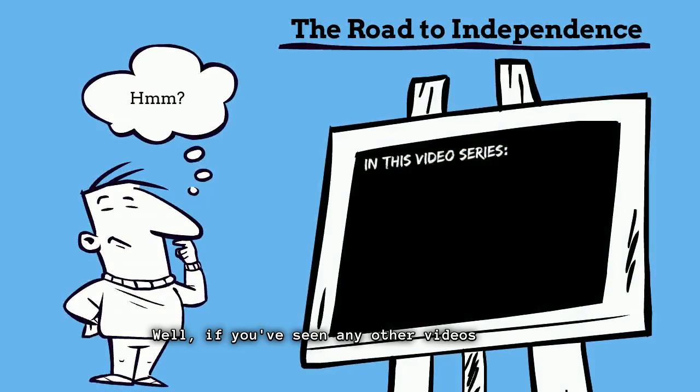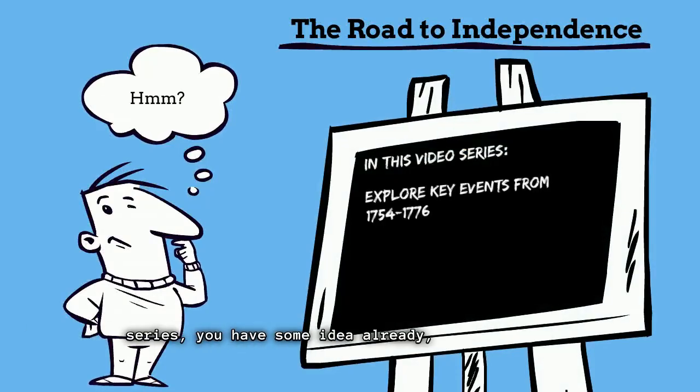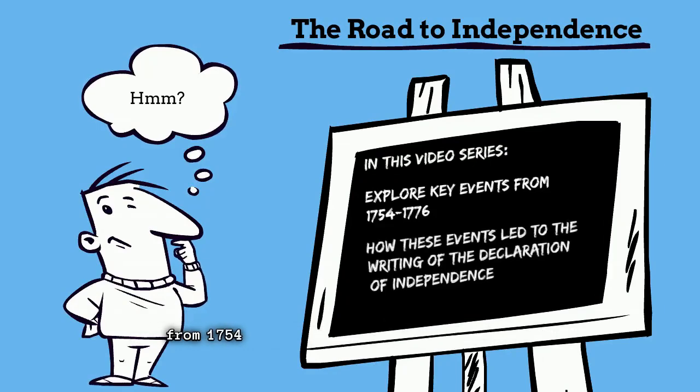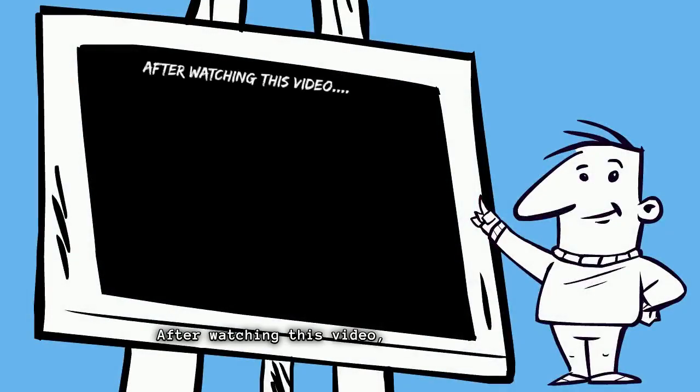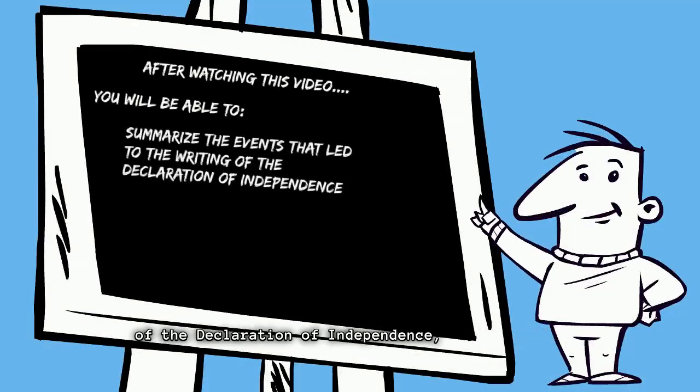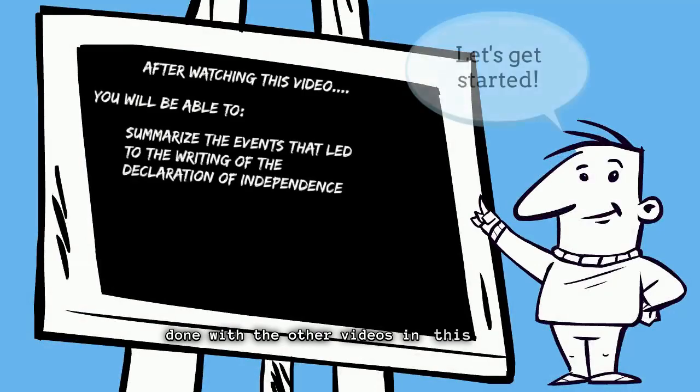Well, if you've seen any other videos in this series, you have some idea already. But we're going to continue to explore key events that took place from 1754 to 1776, and how these events led to the writing of the Declaration of Independence. After watching this video, you'll be able to summarize the events that led to the writing of the Declaration of Independence, just as you've done with the other videos in this series. So let's go ahead and get started.